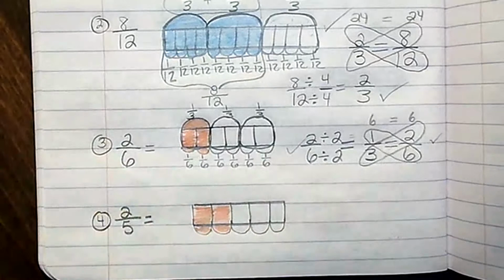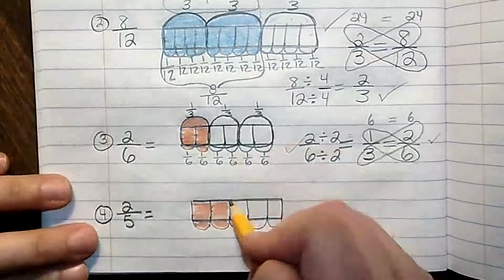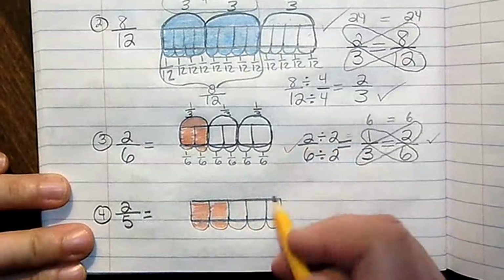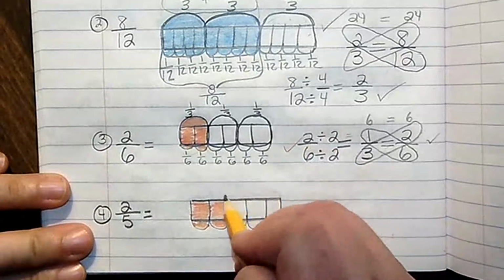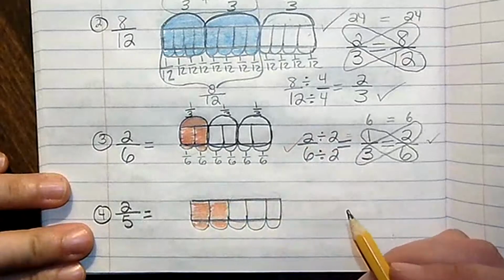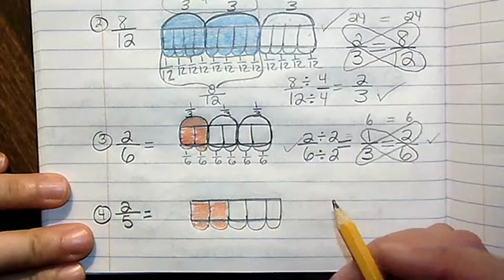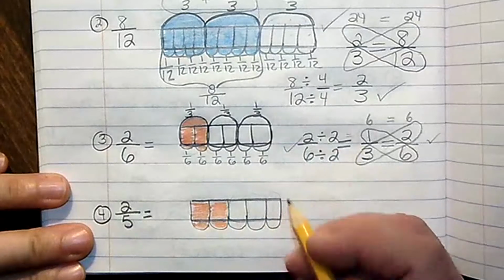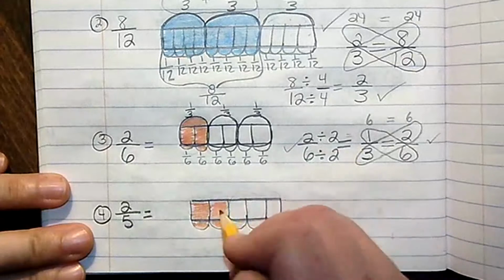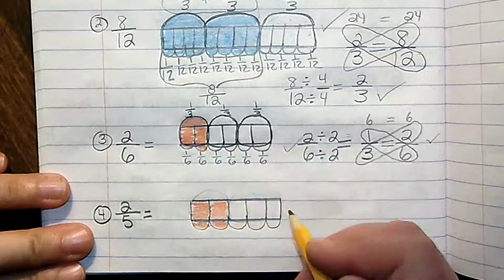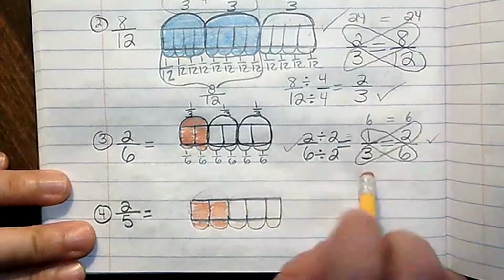Okay, now let's think about this for a second. Can I circle even groups of 2? No. Can I circle even groups of 3? No. So guess what this one means? This is already in simplest form. I can't reduce this any smaller because I can't make a jelly bean. If I made groups of 2, it wouldn't work out. If I made groups of 3, it wouldn't work out.